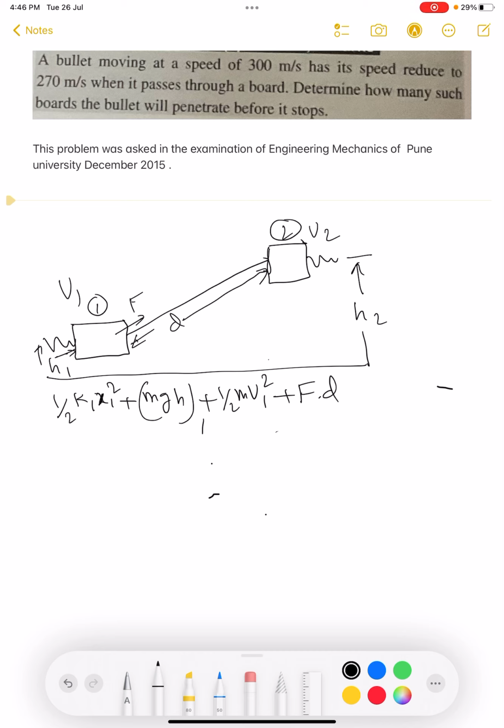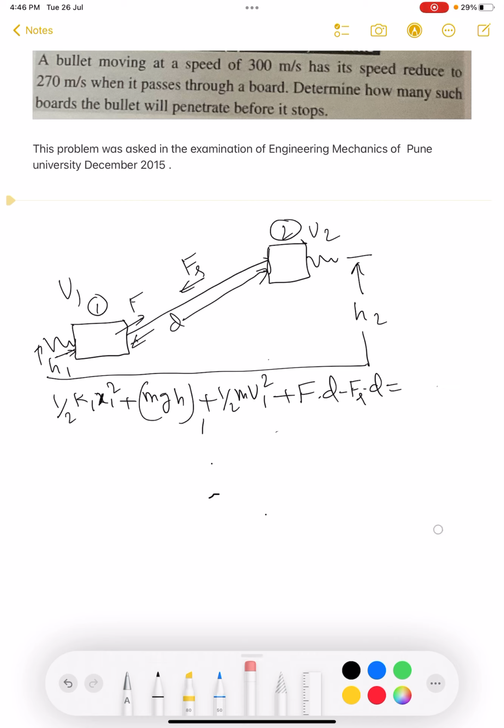But while it is moving, maybe there is some frictional force, which I am denoting as F suffix r. The frictional force will eat away the energy of the object because it is opposing its motion. So I am writing this as minus Fr into d. This is the energy which the block will have when it reaches point 2.